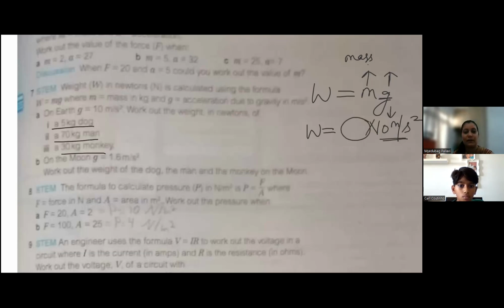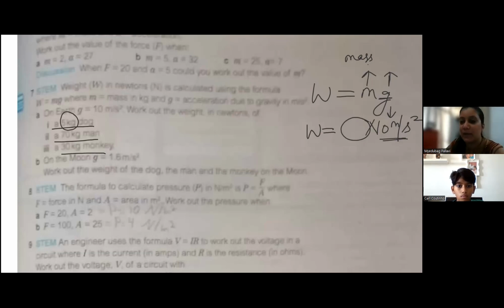In the first part, they are asking us to work out the weight of a 5 kg dog. What will be the weight of a 5 kg dog? So this 5 kg is what? 5 kg is the mass. Actually, mass and weight are two different things, isn't it?